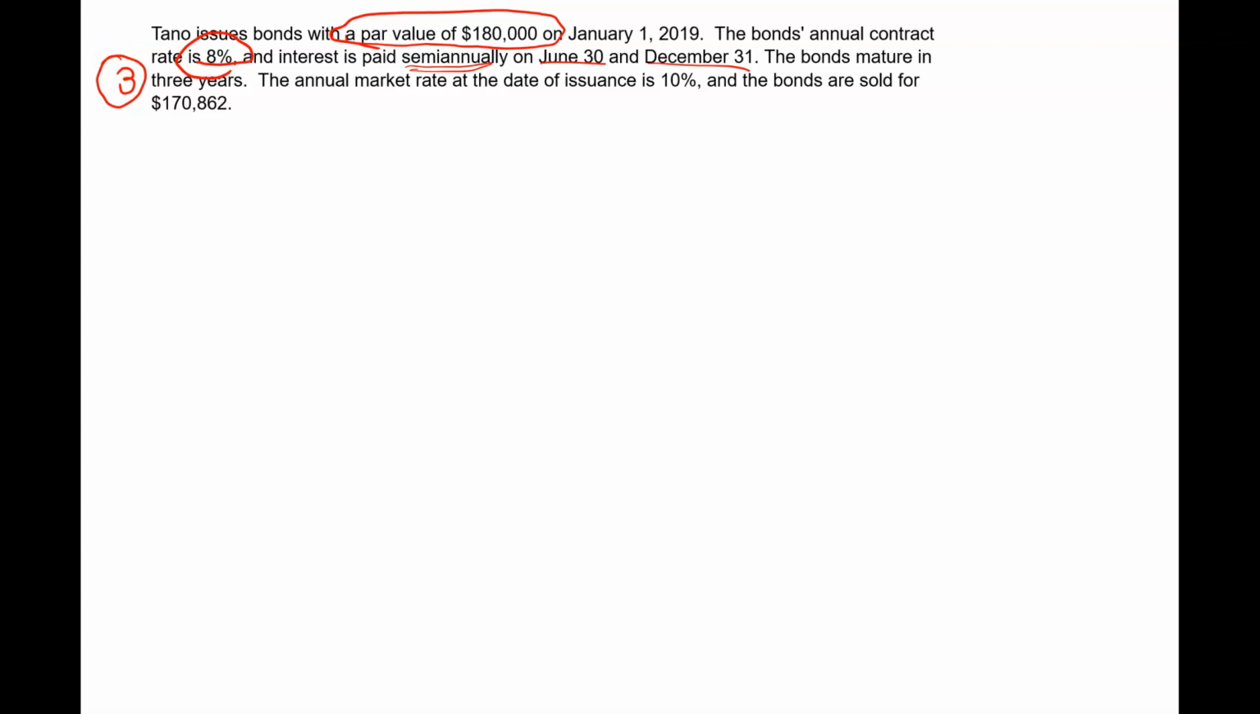The annual market rate at the date of issuance is 10%, so the market rate is 10%, and the bonds are sold for $170,862. They sold them for below par value, which means they sold them at a discount. Sold at a discount. Okay.